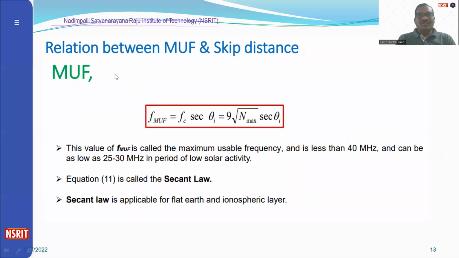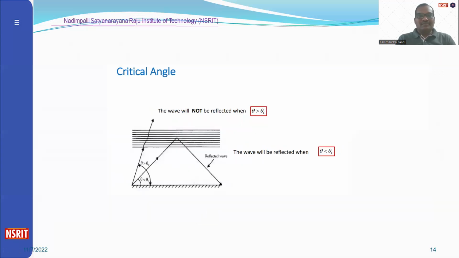The relationship between the maximum usable frequency and the skip distance is given by f MUF equals fc times secant theta, equals f critical times secant theta. The value of f MUF is called the maximum usable frequency and is less than 40 MHz, and can be as low as 25 to 30 MHz in periods of low solar activity. This equation is called the secant law. The secant law is applicable for a flat earth and atmospheric layer.